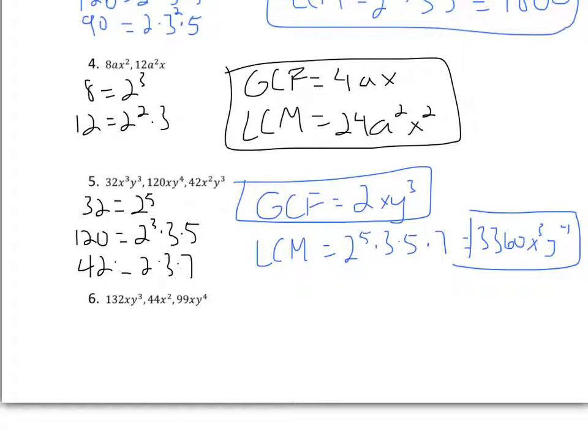And lastly, number 6. I just threw this one on here so that you guys just had one to practice on your own, where you didn't necessarily have all the same variables, okay? So just a hint, I want you guys to do this on your own, but a hint, your greatest common factor is not going to have a y in it because they don't all share it, but your least common multiple will.